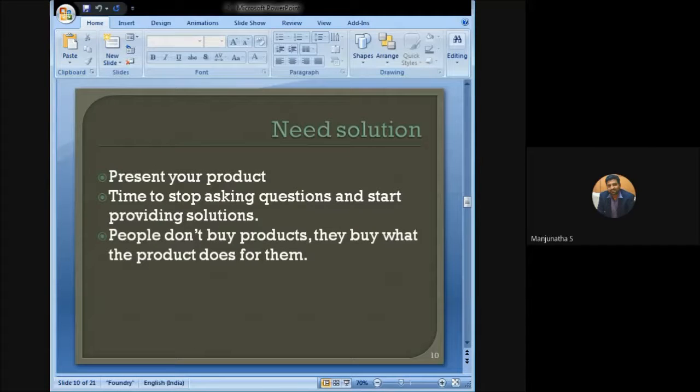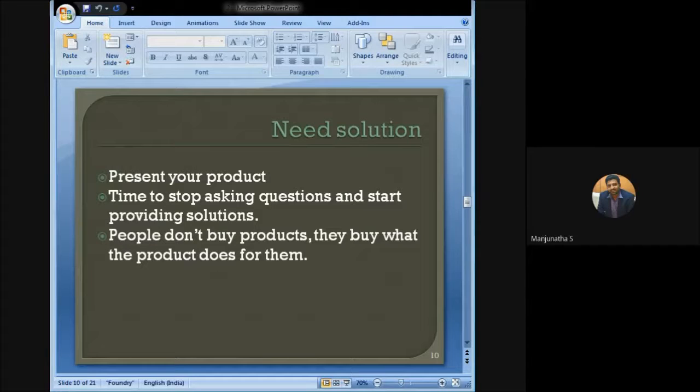Then need solutions. We need to present our product in front of customers. Means as a salesperson, they need to present that product in front of customers. Then it is time to stop asking questions and start providing solutions. Don't keep asking questions of the customers. Just give solutions with an understanding of their questions, their doubts, and their issues.